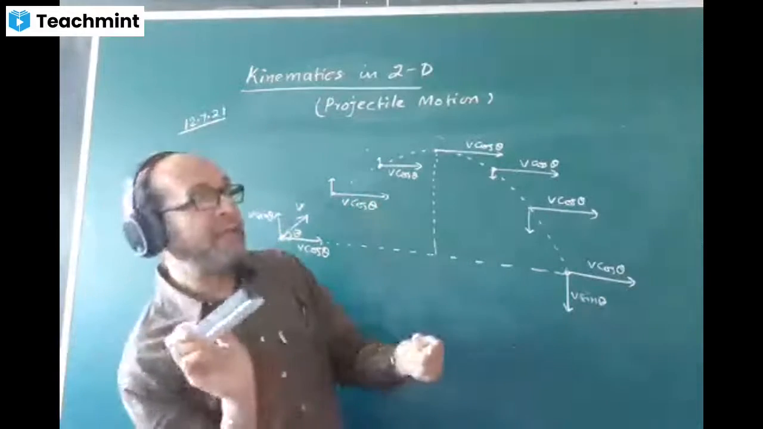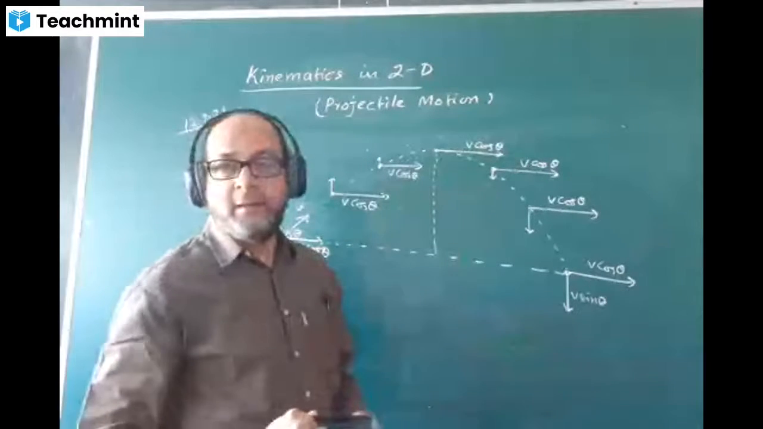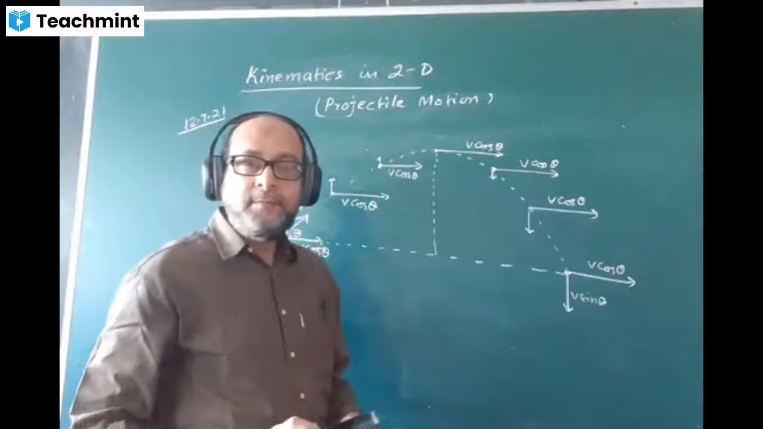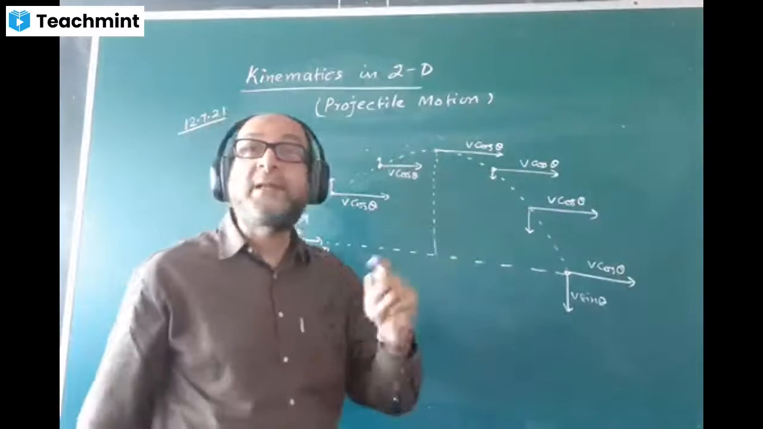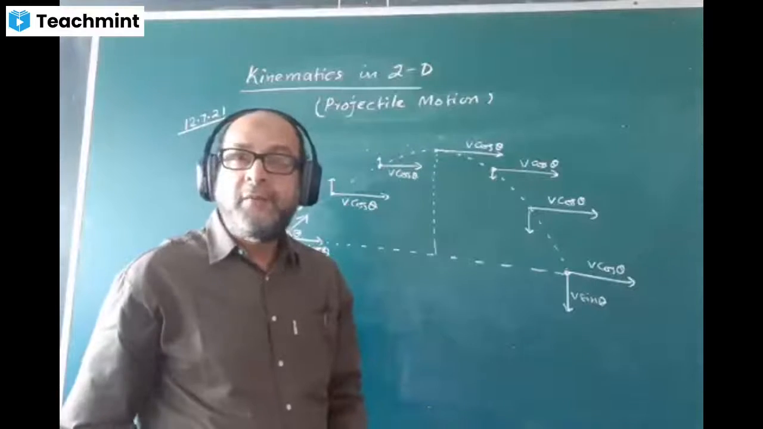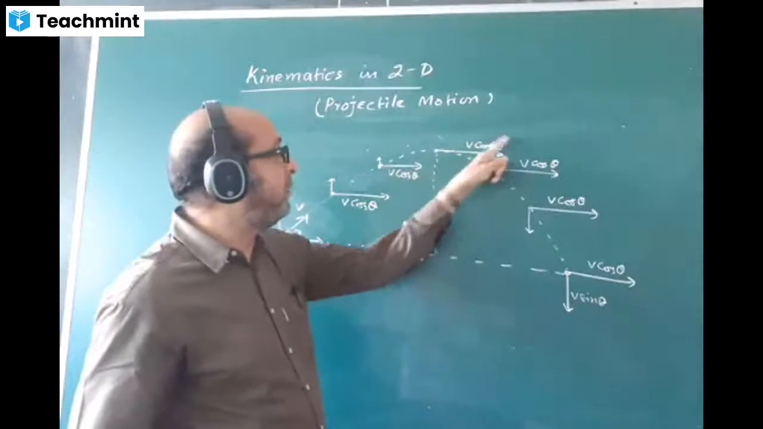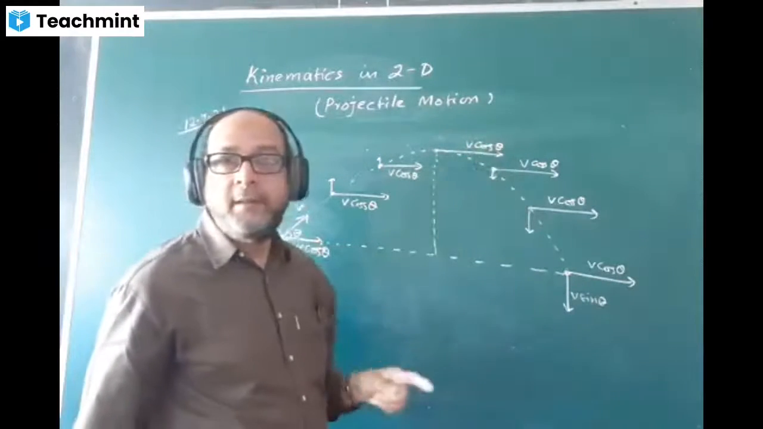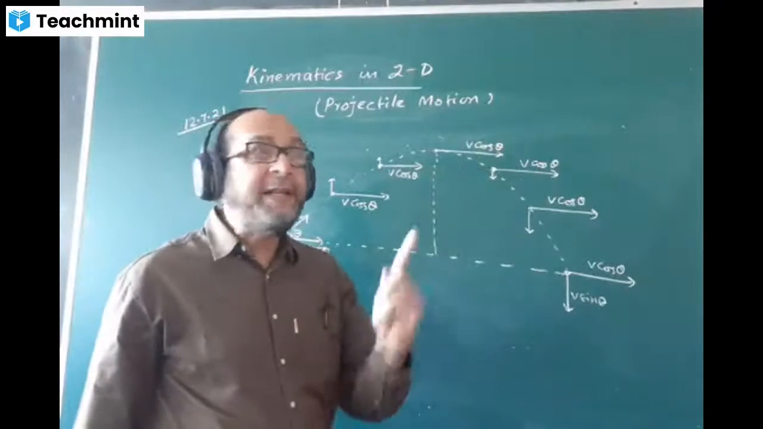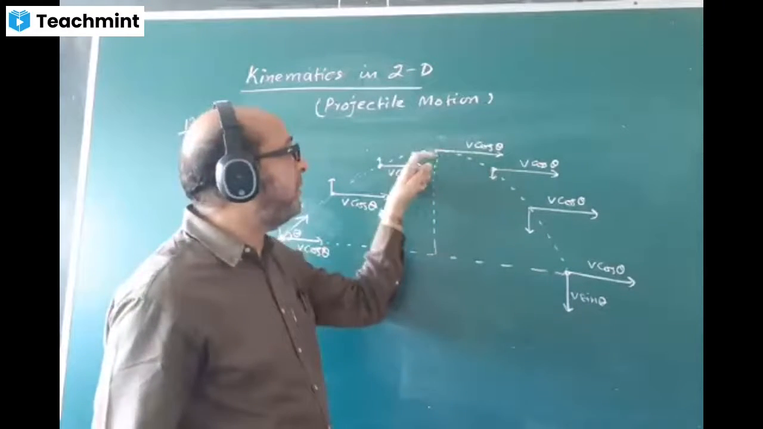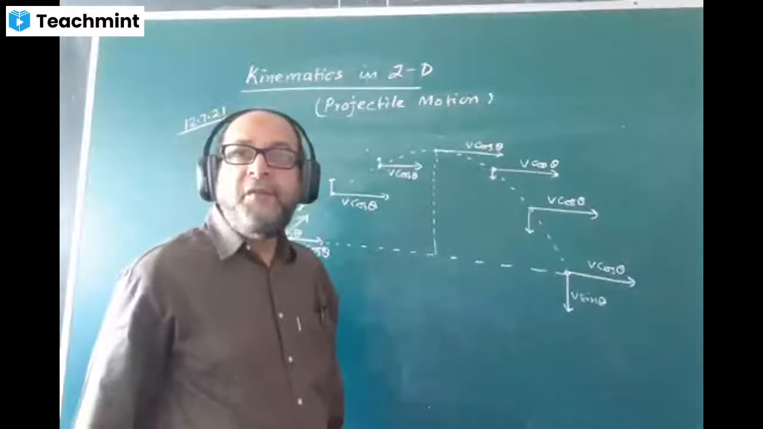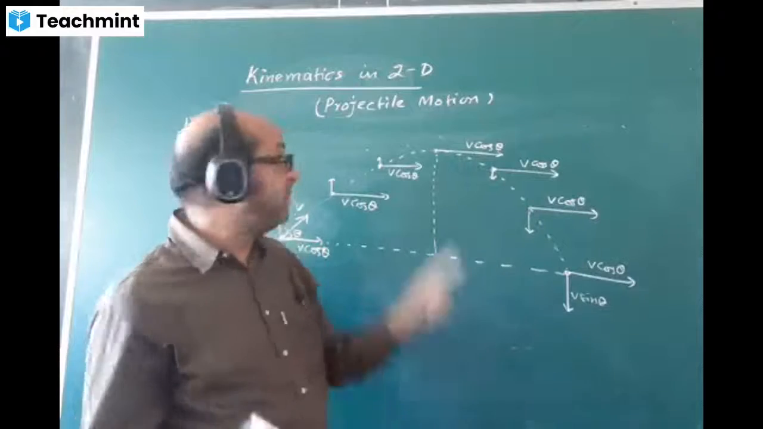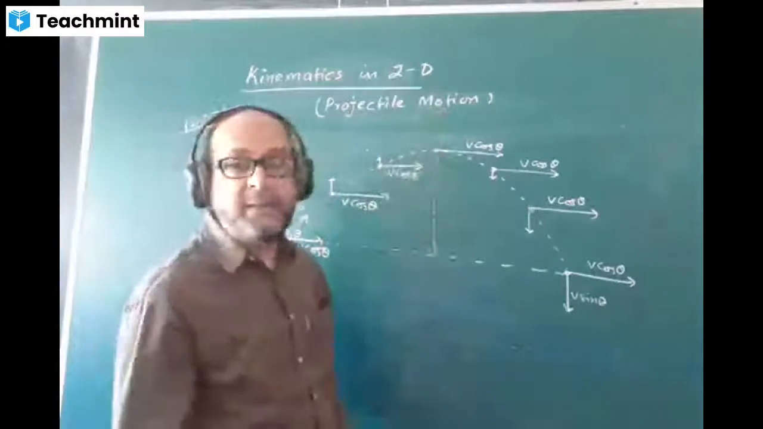But when a body is thrown making some angle this way, what is the value of velocity at the highest point? I'm saying velocity at the highest point will not be 0. Velocity at the highest point will be v cos theta, only v cos theta. There will be some velocity. Vertical velocity is 0, but horizontal velocity will be there. And what is the value of that velocity? V cos theta.